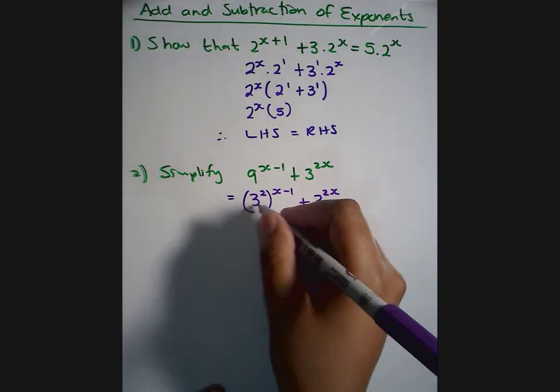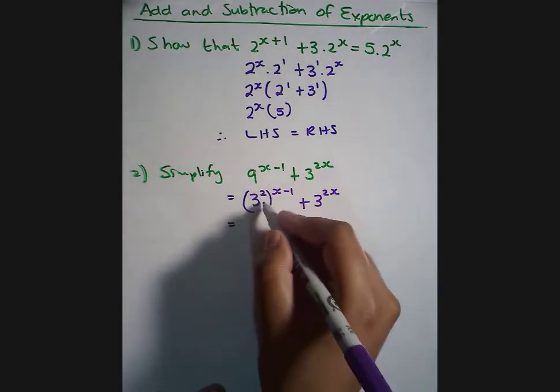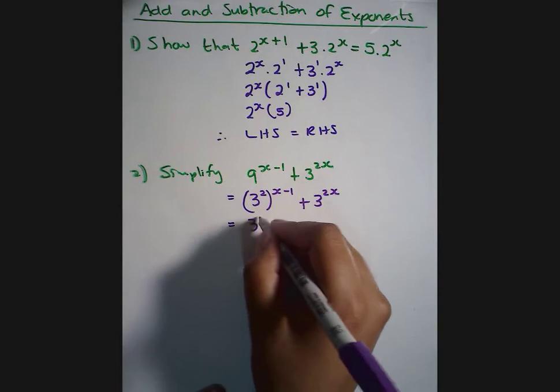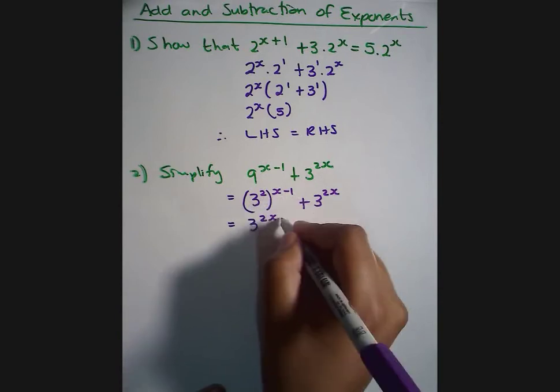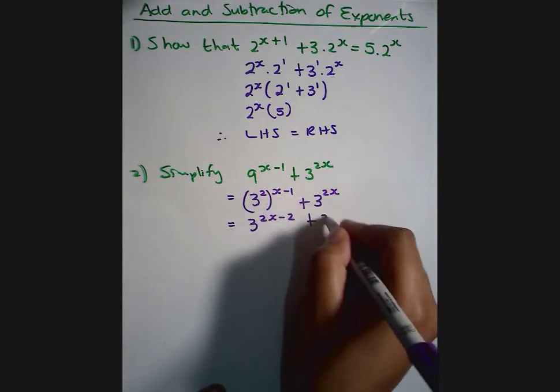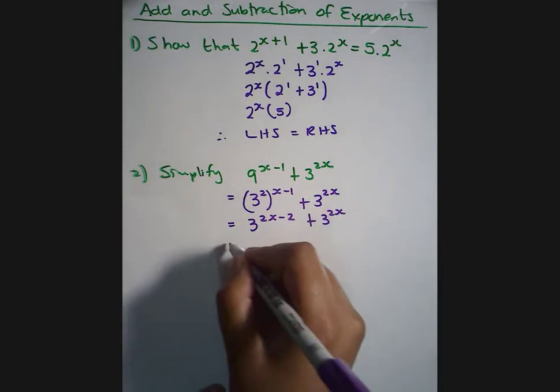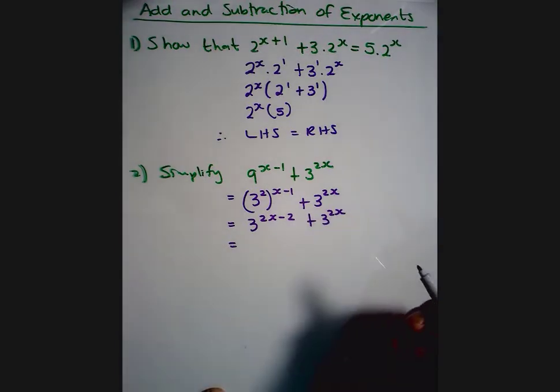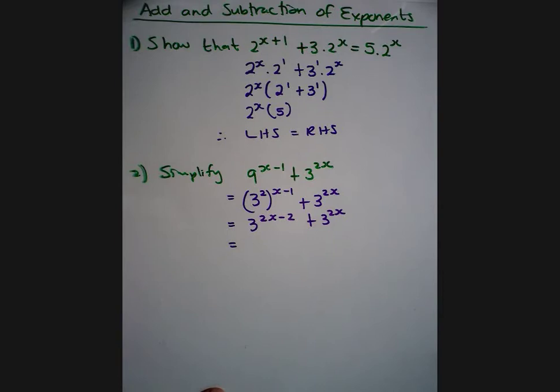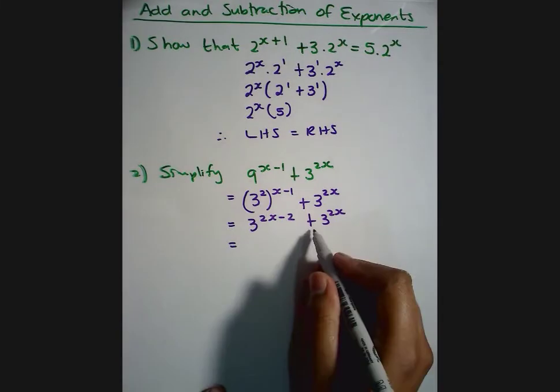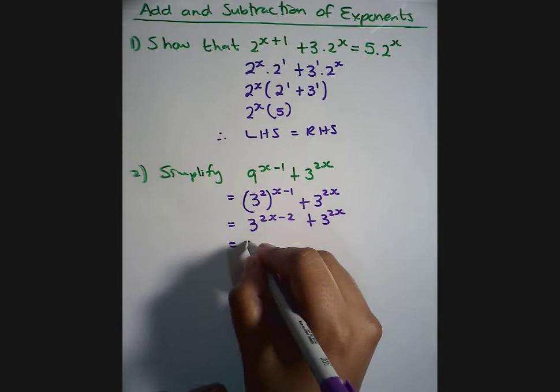But now what's step number 2? Exponents on the inside, exponents on the outside, multiply. So 2 times x, 2 times negative 1 is negative 2, plus 3 to the power of 2x. Once we come to this part here, this is the part where you have to say, is it multiplication and division or is it addition and subtraction? Because it's addition and subtraction, we need to separate the terms.